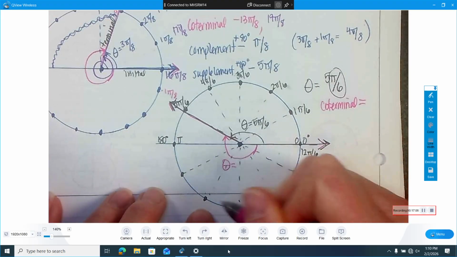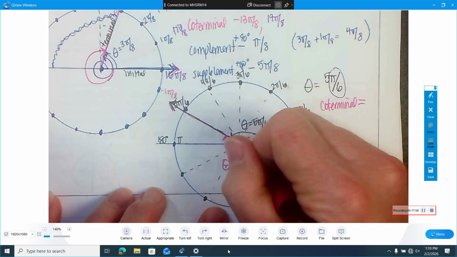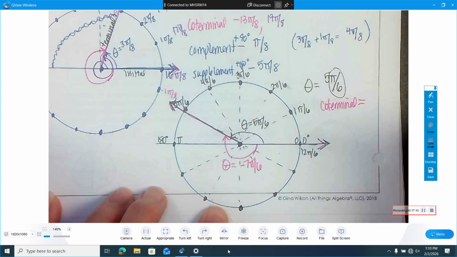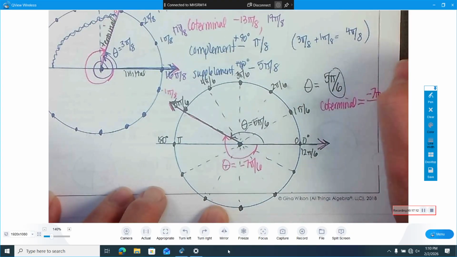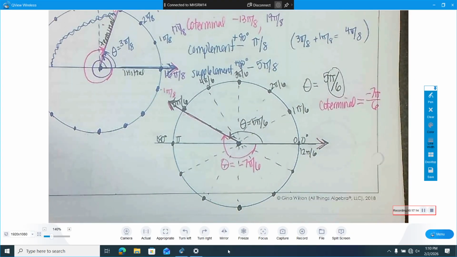1, 2, 3, 4, 5, 6, 7. Good. Negative 7 pi's over 6. It's got 7 wedges in the negative direction. Right? Isn't this amazing? Who knew you were just doing counting in trigonometry? That's all it is. Okay.